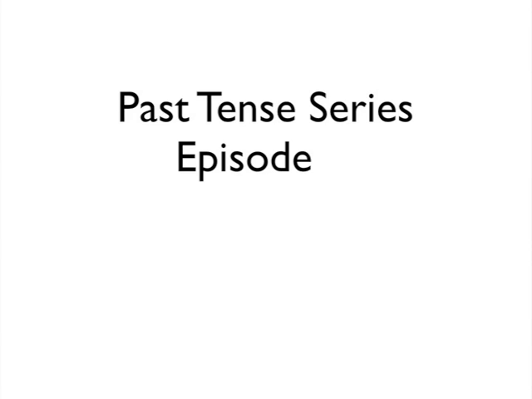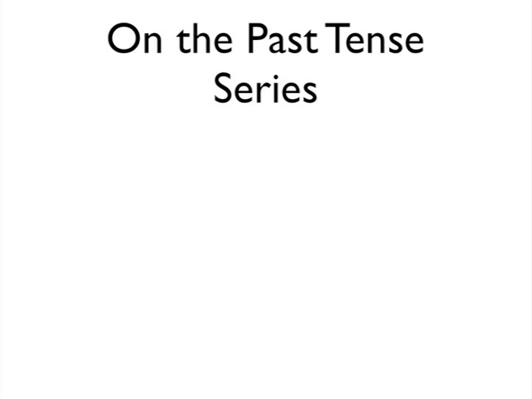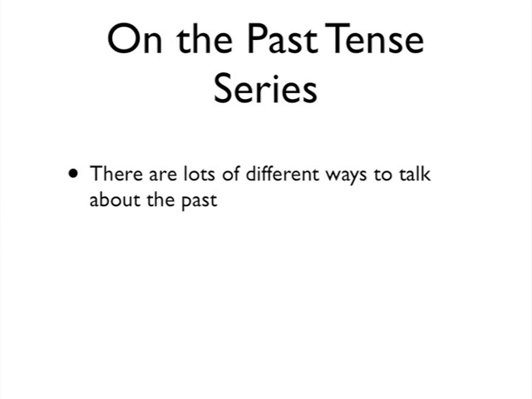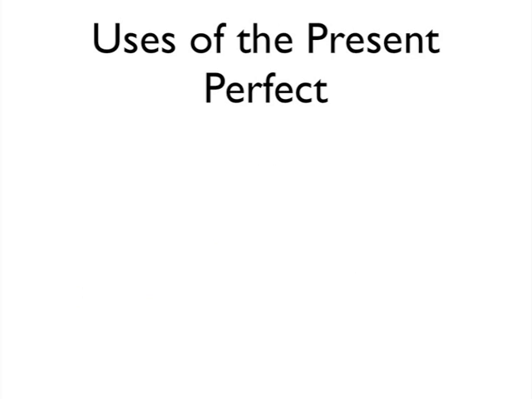Welcome to the Past Tense series. This is episode 3, the present perfect. On the Past Tense series, we know that there are lots of different ways to talk about the past. In this series, we've already discussed the preterite and the imperfect. Today we'll see the present perfect, and for our last episode, the past perfect.